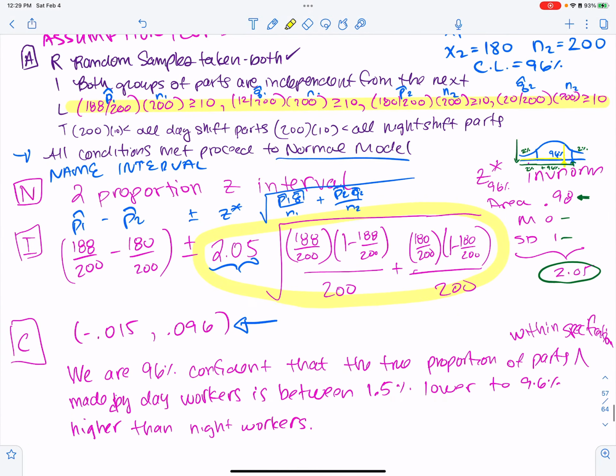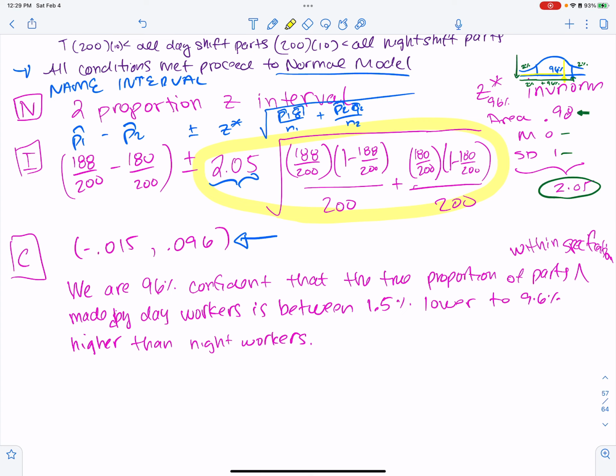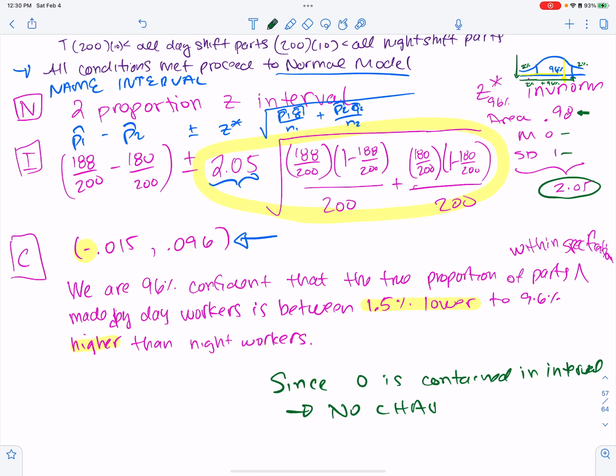All right, so now time for my conclusion. We are 96% confident that the true proportion of parts within specifications made by day and night workers is between 1.5% lower, the reason it's lower on a 2 proportion Z test, if it's negative, it means lower, to 9.6% higher than the night workers. So essentially, guys, what I'm saying is really there's no difference because I'm saying it's sometimes lower, sometimes higher. Since 0 is contained in the interval, we're essentially saying there's no change or no difference.